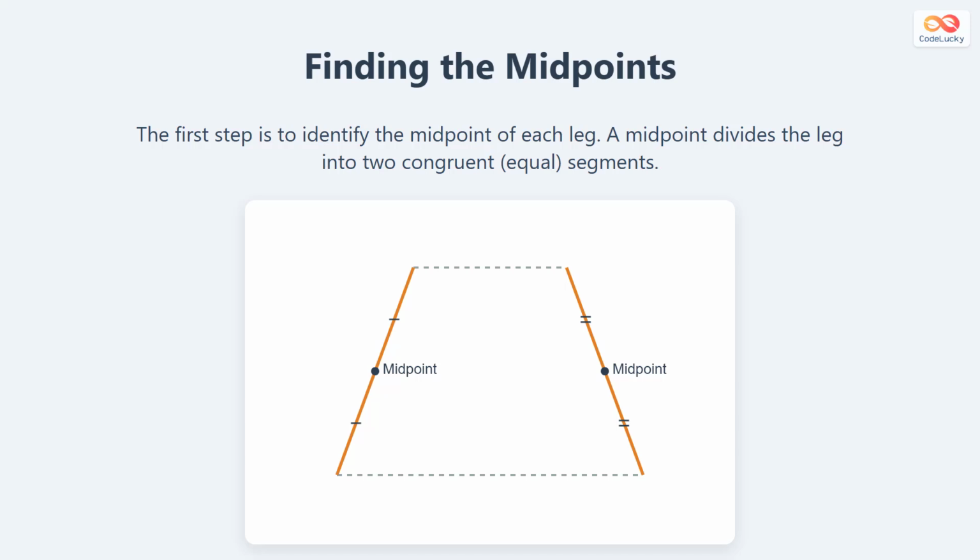To find the midsegment, we first need to find the midpoint of each leg. A midpoint is the exact center of a line segment, dividing it into two equal parts. Here, we mark the center of the left leg and the center of the right leg.